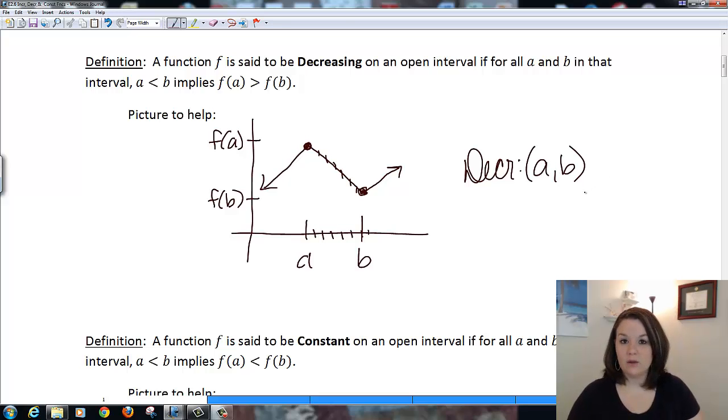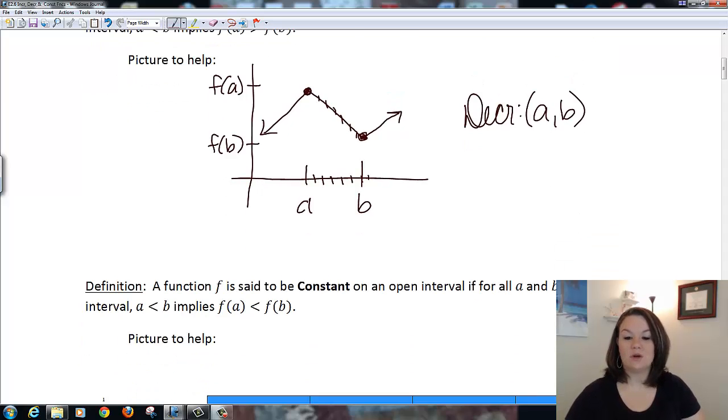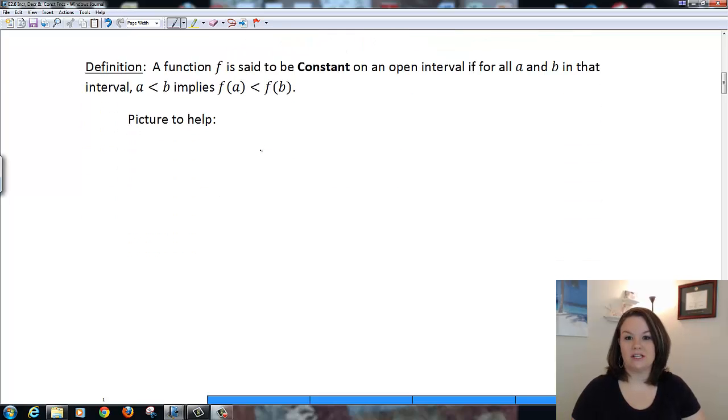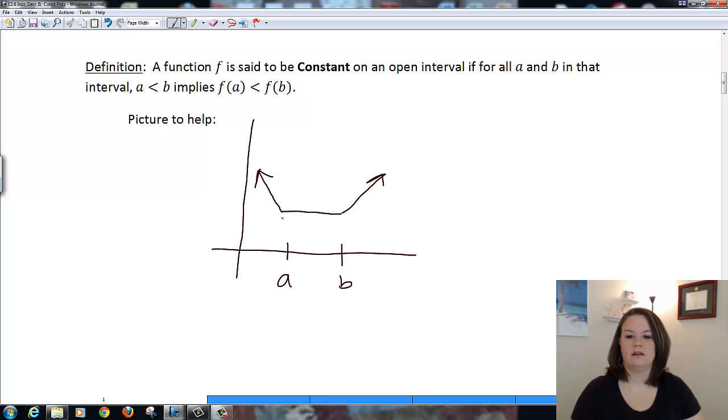Again, we're not writing y values, we're writing the x values that correspond to those decreasing y values, and we always use parentheses, okay? Our last one is a constant interval. Constant means our y's aren't changing. So if I wanted to draw a picture, sorry, it's a little crooked, A to B, maybe it looks something like this, okay? But every x value between A and B has the exact same y value. The y values are remaining constant. So f of A equals f of B.